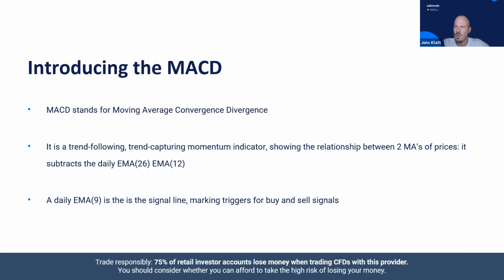And so what we do in case of the MACD, so this trend following, trend capturing momentum indicator, is we use two moving averages. MA is short for moving average. And then we use the relationship between those two. In our case, we take the EMA, the exponential moving average, 26, and then we take the EMA 12. It's another exponential moving average. And what we do is we subtract these two from each other. And then we use, well, we could call it a signal line. Yeah, that's probably a good way to put it. We have a third exponential moving average.